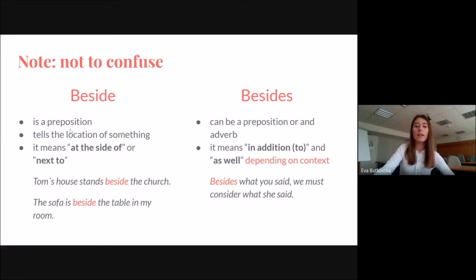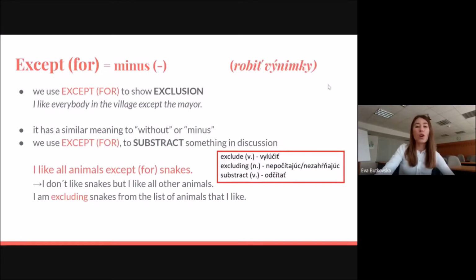Beside without S is a preposition of location or place. Besides means in addition to. So let's move on to except or except for. This really means minus or excluding. Excluding is a difficult word, so it's better to understand it as minus, okay?